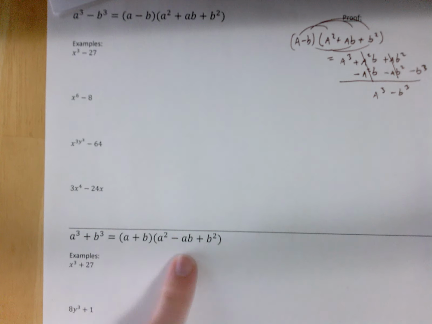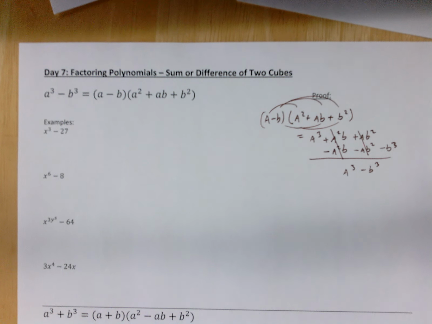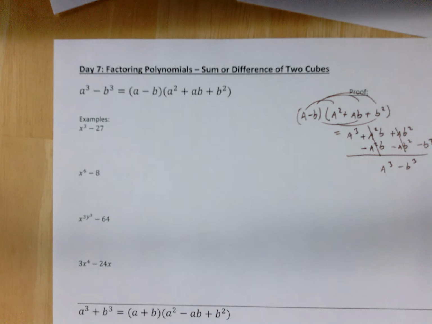And as you can guess from here, this would be a similar proof. I'm not going to do both, but it would similarly work out where those middle terms would cancel. Okay, so here's how we're going to do this. Here's the trick that I use to remember both of these, because you're going to notice that they're pretty much the same factorization, just the signs are a little bit different. Okay, so here's how I remember this.